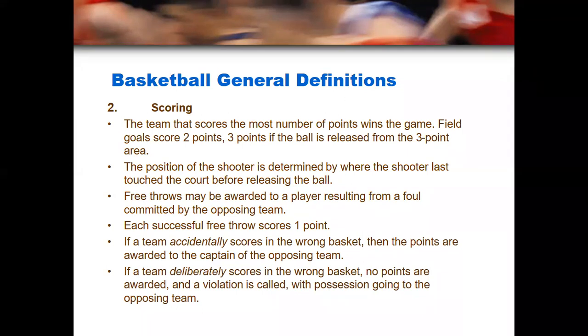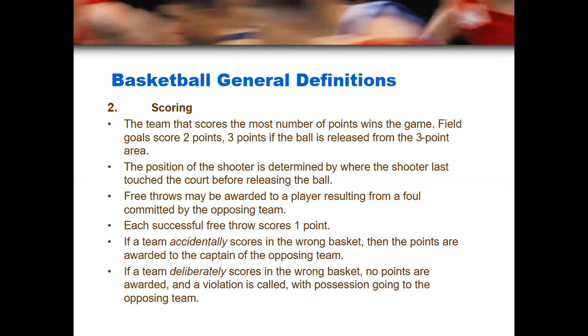And then if you score from behind the 3-point line, which is the half arc or half circle around the hoops, you will be awarded 3 points. The position of the shooter is determined by where the shooter last touched the court before releasing the ball. So the aim is to be behind the line. If you step onto the line, and there is contact with the line when you release the ball, it won't be considered a 3-pointer. Then you'll only receive your 2 points.